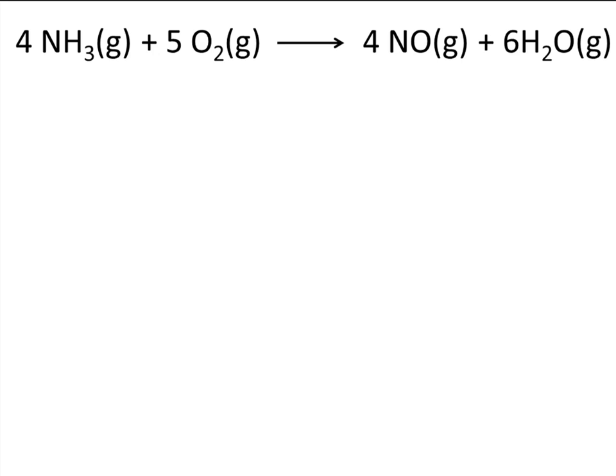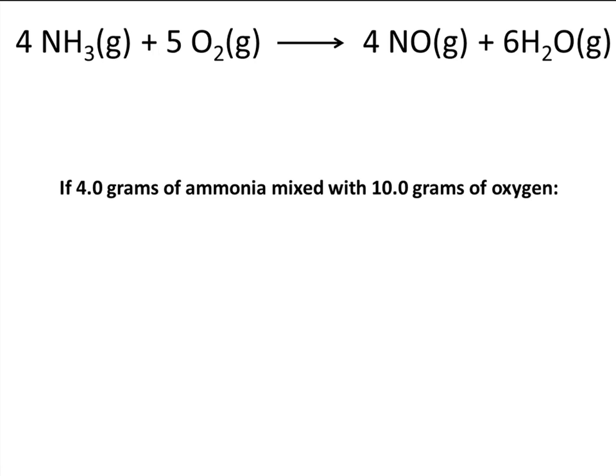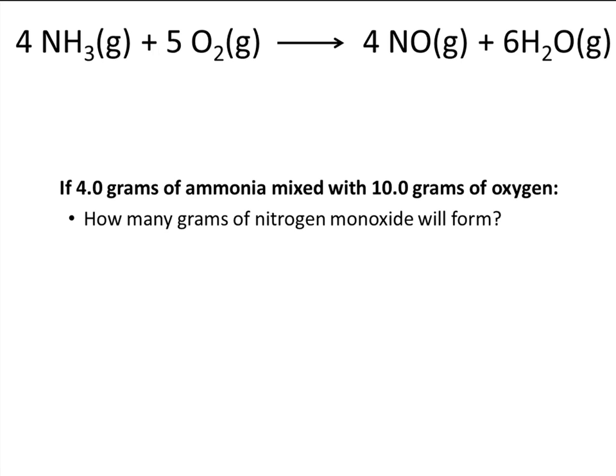Consider the following reaction between ammonia and oxygen gas. Just like the s'mores equation, this chemical equation must be balanced. If 4 grams of ammonia mixed with 10 grams of oxygen, determine the following. How many grams of nitrogen monoxide will form? What is the limiting reagent?